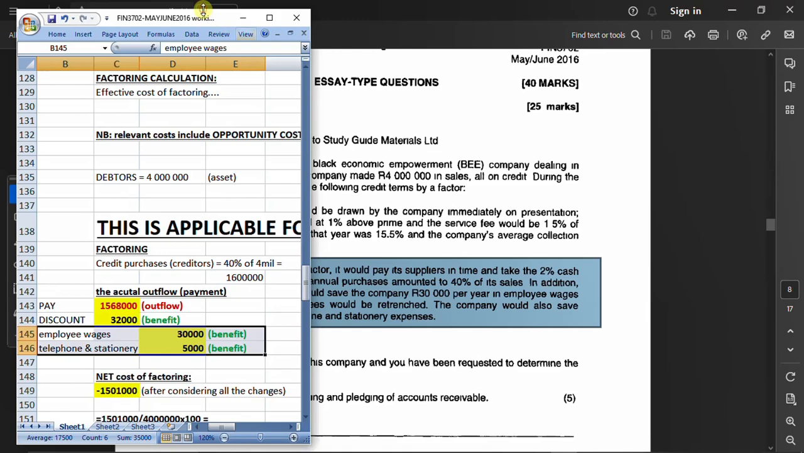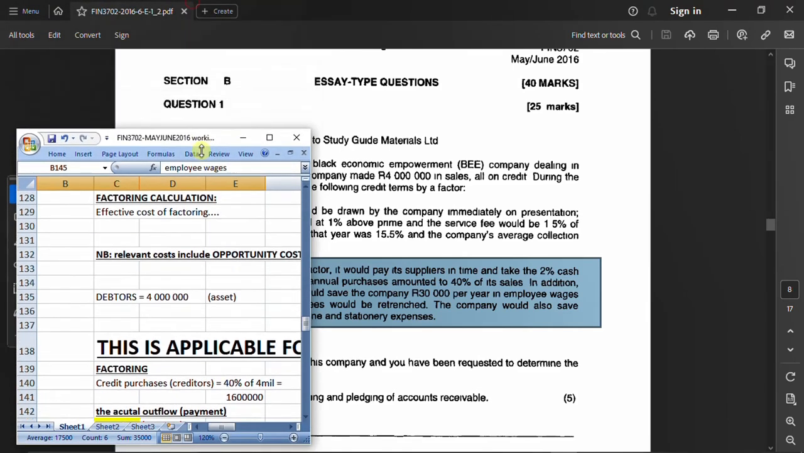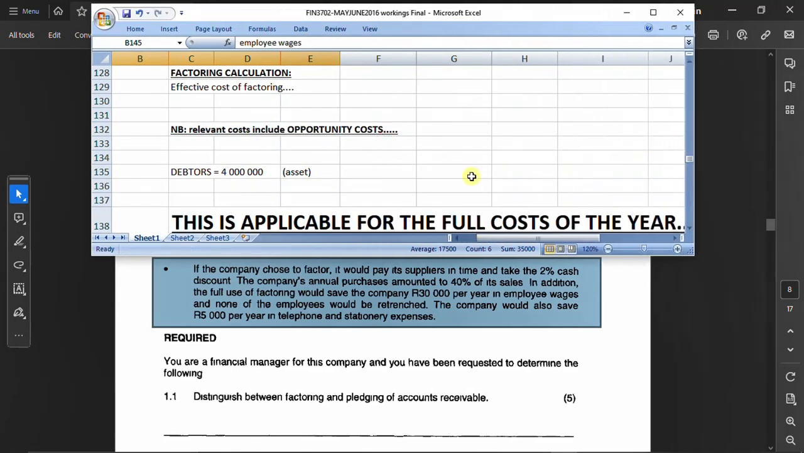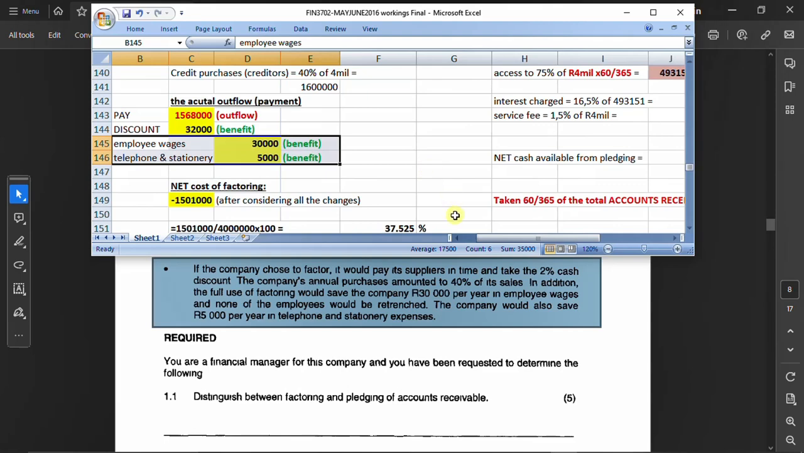The question said here, if the company chooses to factor its debtors, 2% will be a cash discount. So the discount is 2% of 1.6 million. The company's annual purchases amount to 40% of its sales. In addition, the full use of factoring would save the company the 35,000. So there's an additional benefit that's being derived from this arrangement.